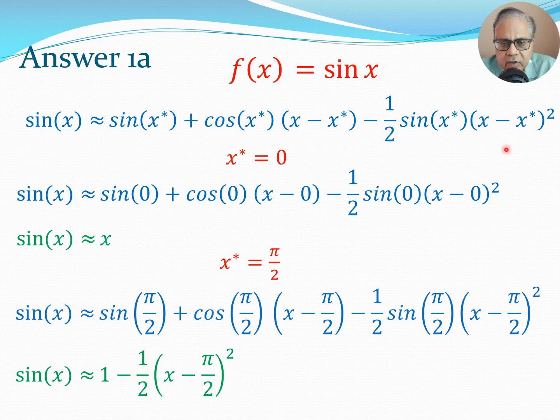So again in the general expansion I substitute x star is pi by 2, and then the expansion comes out like this. Now in this case what happens is that the sine pi by 2 term becomes 1 and the cos pi by 2 term becomes 0. That's from trigonometry. So what I get is that sin x is approximately equal to 1 minus half (x minus pi by 2) squared.